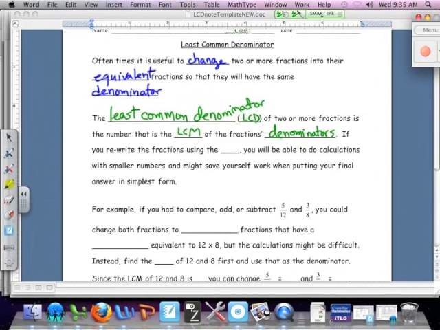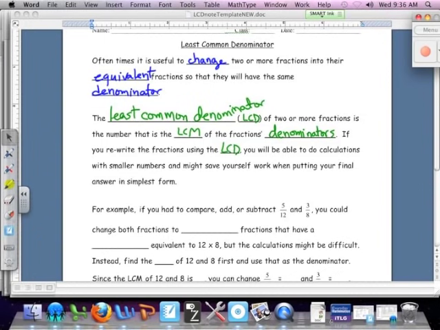So if you rewrite the fractions using the least common denominator, you'll be able to do calculations with smaller numbers than if you use like the quick common denominator, for example. And you might save yourself work when putting your final answer in simplest form, if it's an addition or subtraction problem.